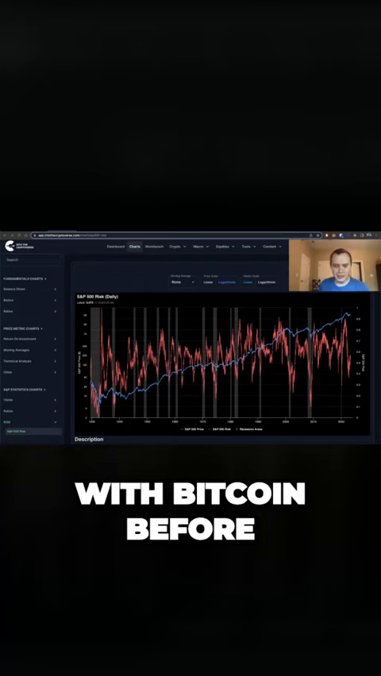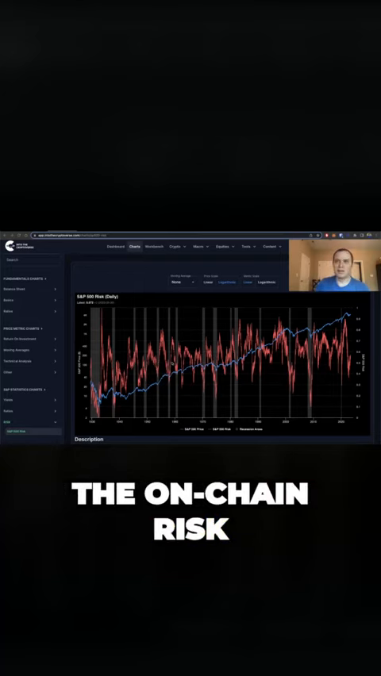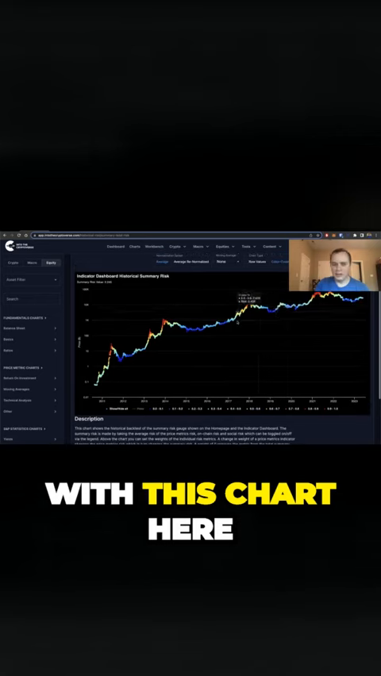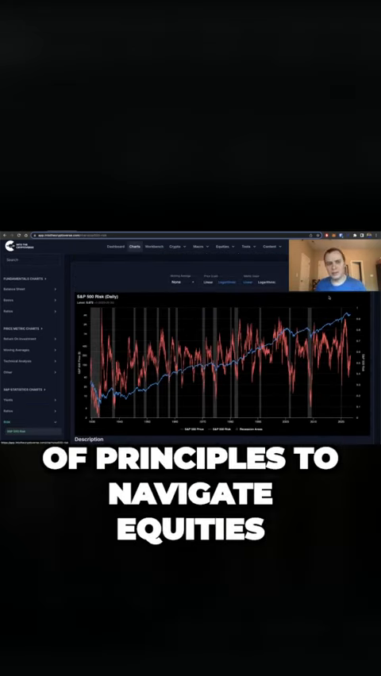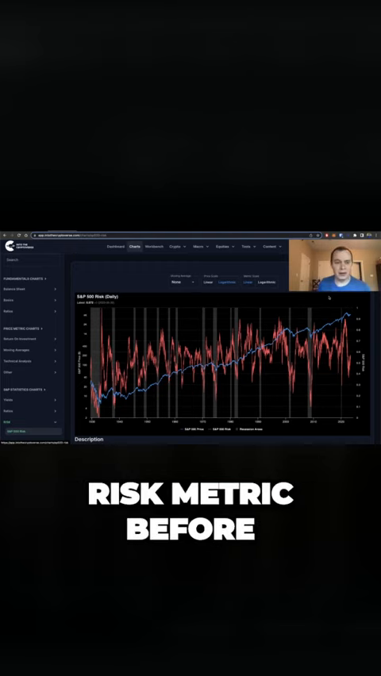We've talked about it with Bitcoin before, especially within the context of things like the price risk, the on-chain risk, and the social risk. You might be familiar with this chart here. But we can also use the same types of principles to navigate equities. And we've even talked about the S&P 500 risk metric before.